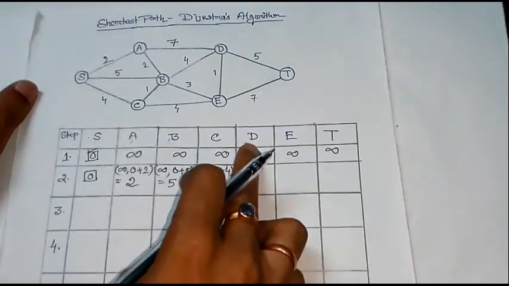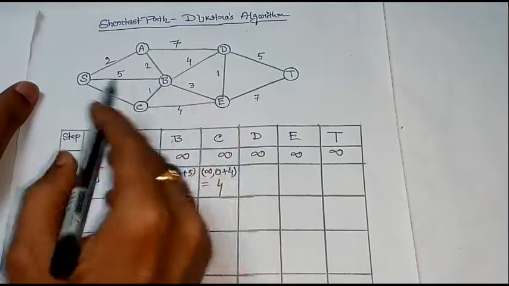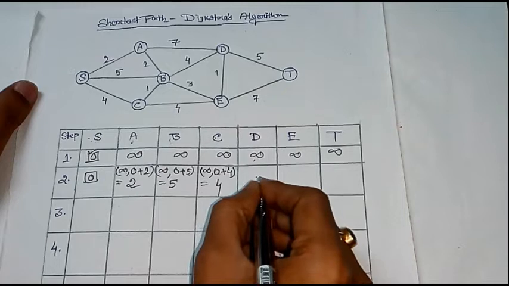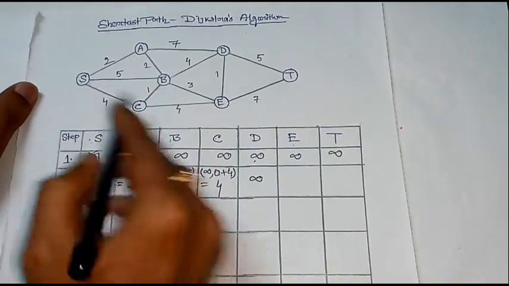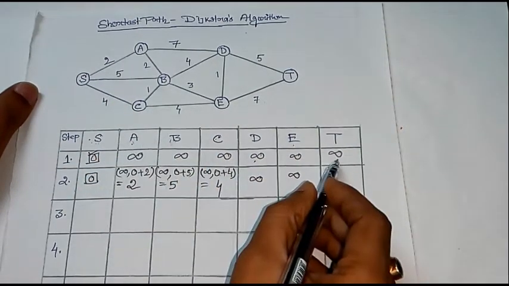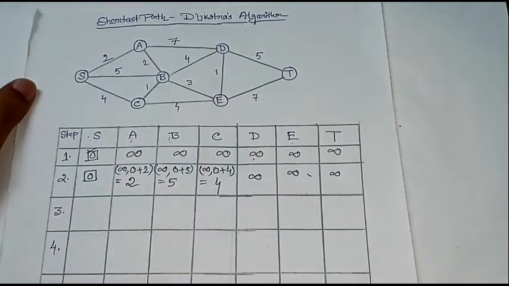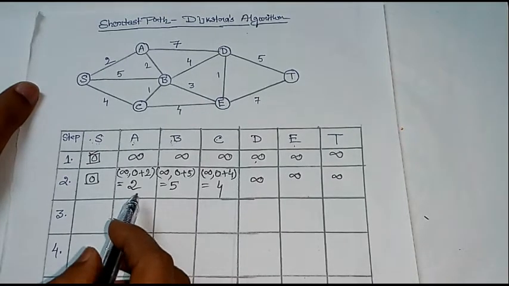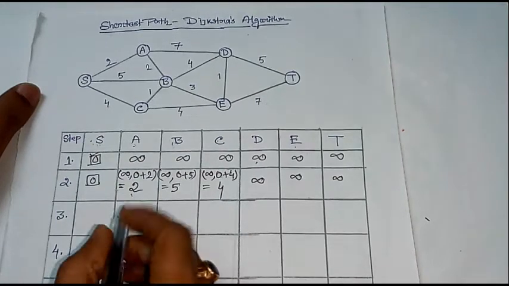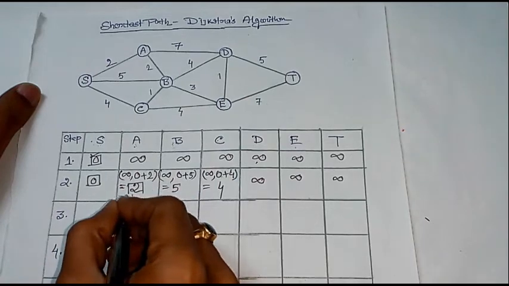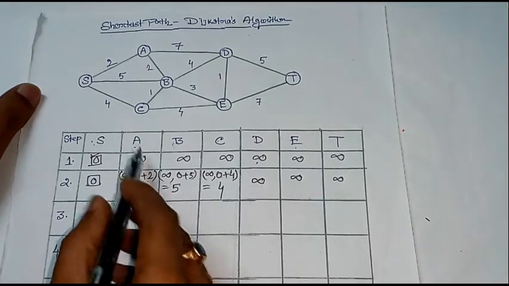Next, consider the vertex D. Now we see that the vertices S and D are not adjacent to each other. In this case, we put the same value of the previous step, that is infinity. Similarly, the vertex E is again not adjacent to S, hence we put the previous value, that is infinity. Consider T, it is not adjacent to S, so we put the previous value, that is infinity. Next, we find the minimum value among these temporary values, and here you see that 2 is the minimum value. So in this step, this will be the permanent level of A, so we put a tick here because in step 2 we have labeled A with permanent level 2.